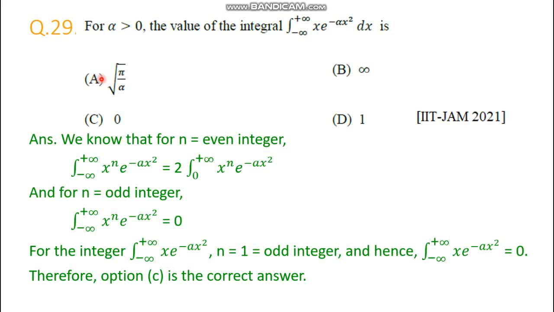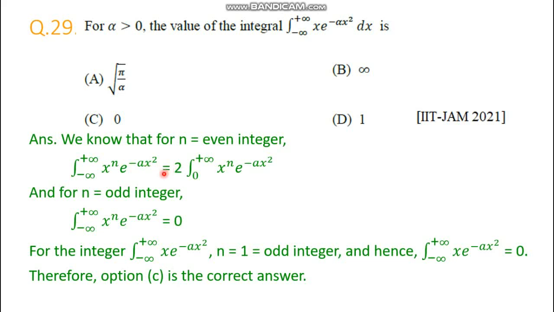Okay, now next IIT JAM question 2021, and you have to find the value of this integral provided alpha is greater than 0. We know that if the integration limits are from minus infinity to plus infinity, then it depends upon the value of n for such an integral of this type, x to the power n e to the minus ax squared or alpha x squared.